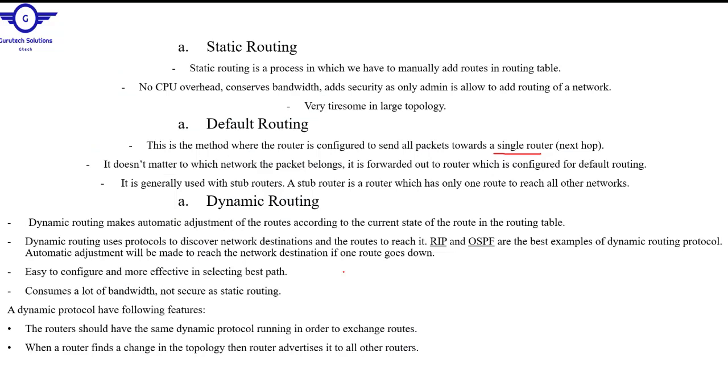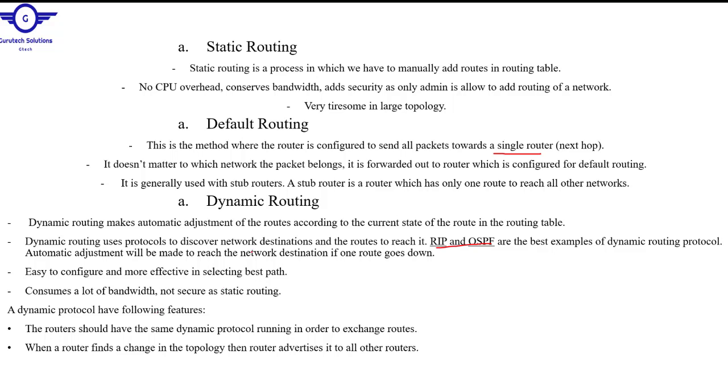So finally, we discuss a dynamic routing protocol. As the name suggests, it automatically adjusts the routes according to the current state of the routing table. The dynamic routing protocol uses a protocol to discover network destinations and the routes to reach them. RIP and OSPF are the best examples of that. It's easy to configure because you just have to specify the routing protocol, and that routing protocol will have to advertise all the networks attached and discover all the routers that are there in the network.